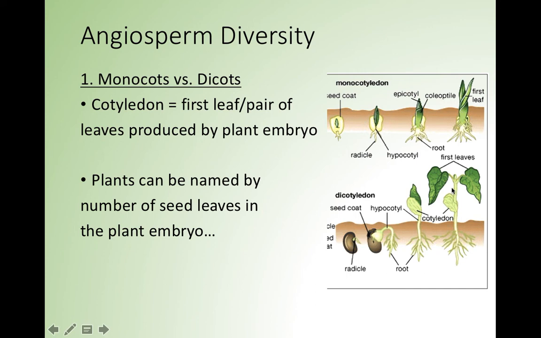And then you have some that produce two leaves, like you can see here. These are called dicotyledons or dicots. And so some examples would be like roses, beans, clover, tomatoes. There's a wide variety of them. But if you were to look inside their seeds, you would see these two leaves, these two cotyledons are inside. Okay, so that's one way we can group angiosperms.